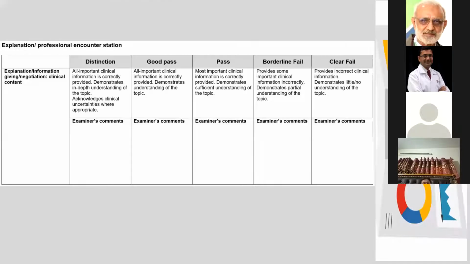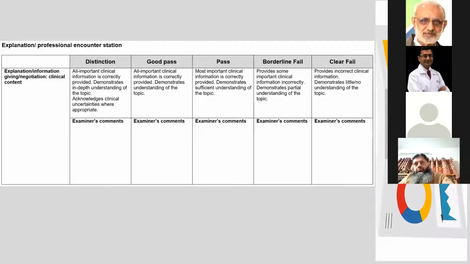Here is one example, the rubrics defining the characteristics of different categories from distinction, good pass, pass, to borderline fail, and clear fail. In distinction, all important clinical information is correctly provided. Candidate demonstrates in-depth understanding of the topic. Candidate acknowledges clinical uncertainties where appropriate.